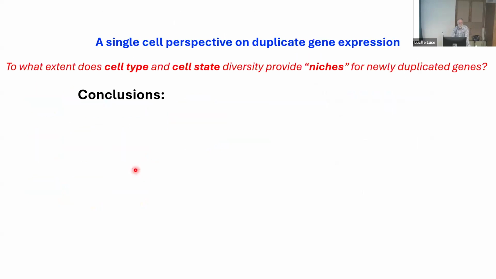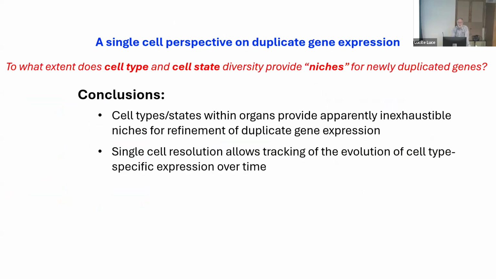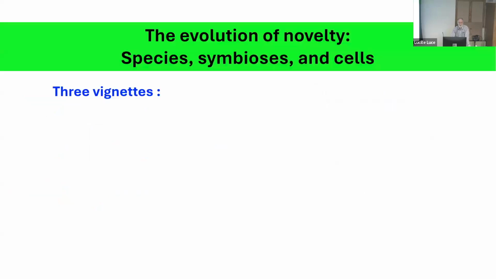So, all right, what I've shown you for this last part is that cell types and states within organs provide apparently inexhaustible niches for refinement of duplicate gene expression. Single cell resolution allows us to track evolution of cell type specific expression over time. And the nodule, which is a relatively young organ, provides insights into the evolution of novelty and the role played by duplication in fueling innovation.